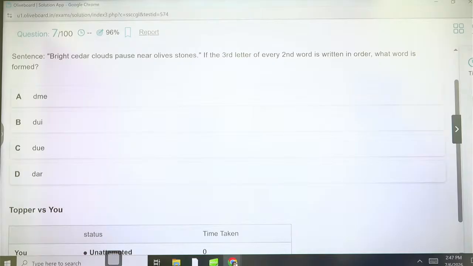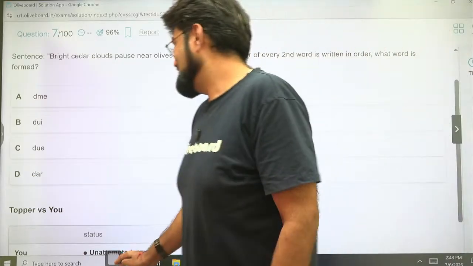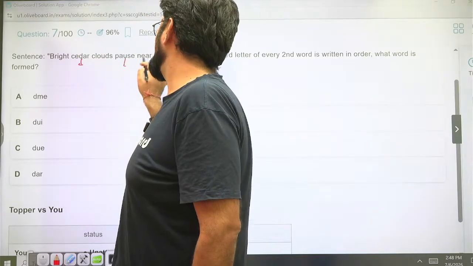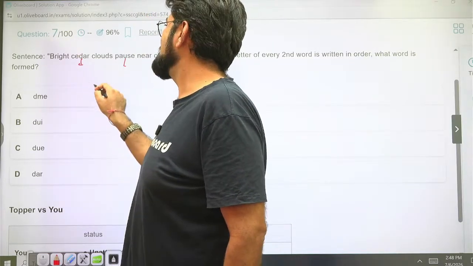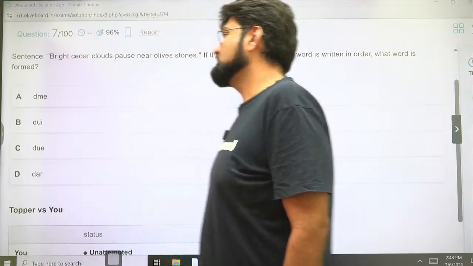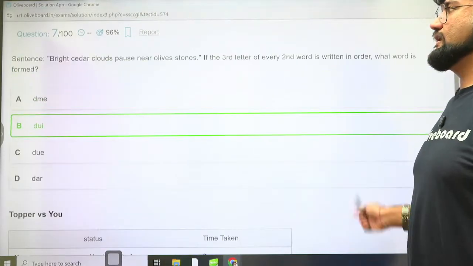Bright cedar clouds pause near olive stones. No sense in the sentence, but the question is, if the third letter of every second word is written in order, what word is formed? Third letter of every second word. So it is D-U-I. Option B is the correct answer. Okay, 28 seconds. Next.